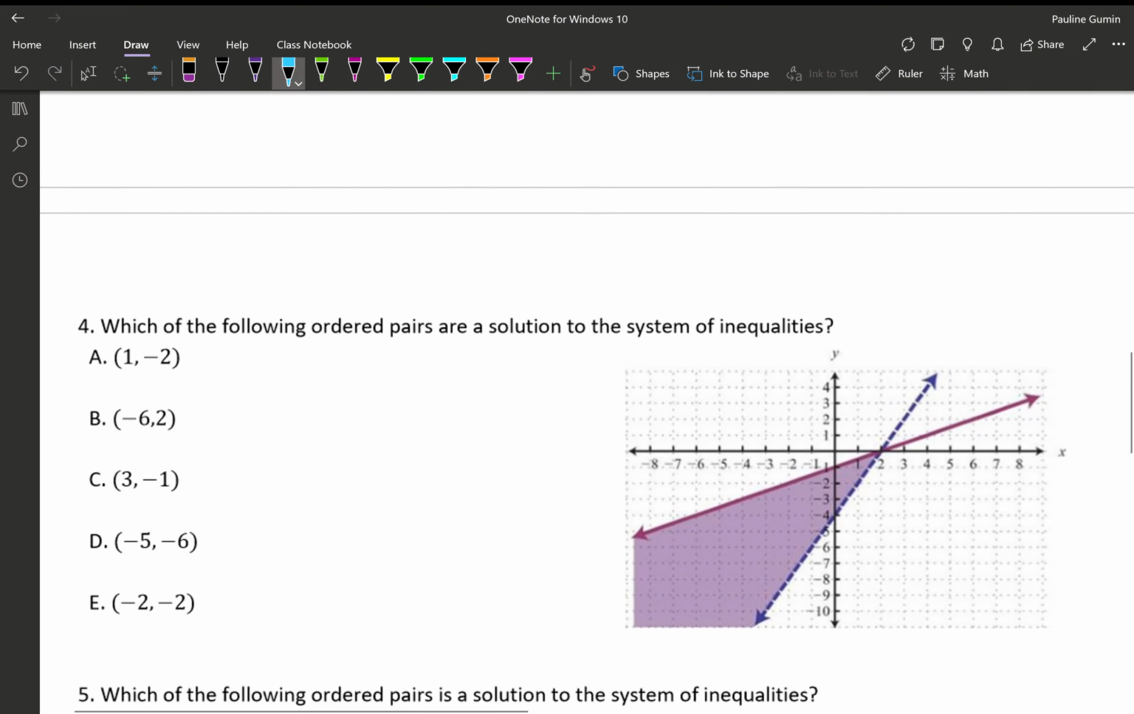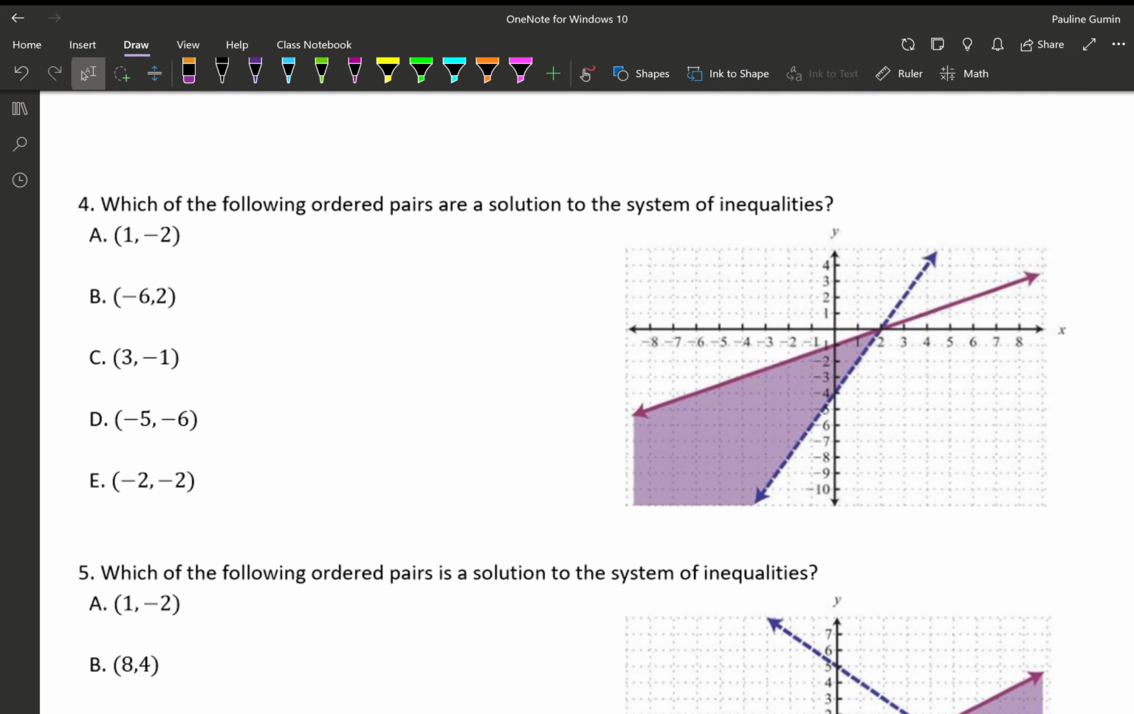Number 4, which of the following ordered pairs are the solutions for the system? Okay, let's graph them all and see where they are. All right, letter A is 1, negative 2. Now, although 1, negative 2 is on a line that is part of the shaded area, it's on a dashed line. Dashed lines are not solutions. So not letter A. Letter B is negative 6, 2. That's not even in the shaded area.